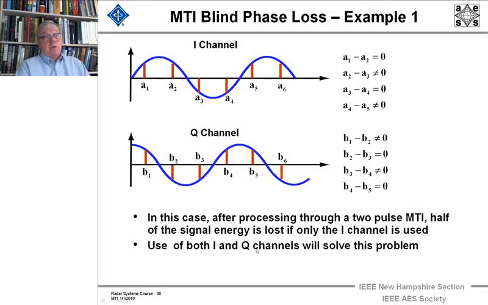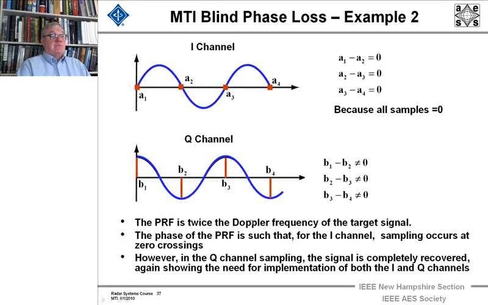The way you solve it is radar should be, and today they are mostly, implemented with I and Q channels. So the PRF is twice the Doppler frequency of the target signal. And the phase of the PRF is such that for the I channel, samplings occur at the zero crossing. However, with the Q channel, we recover everything, showing the need to implement both channels.